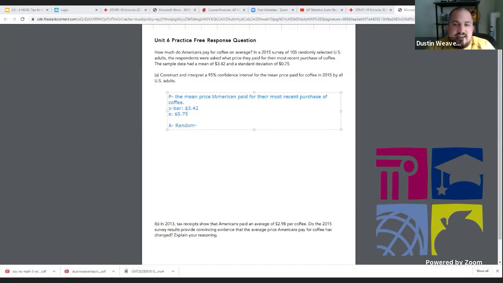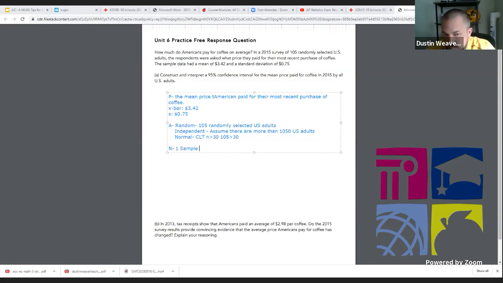Okay, our assumptions. Random: this says 105 randomly selected U.S. adults, so we're good with random. Independent: we are going to assume there are more than 1,050 U.S. adults, which there are. And then normal: we can use the central limit theorem, which says n is at least 30. In this case, 105 is greater than or equal to 30, so it passes the normal condition. So now we can go to naming the interval.